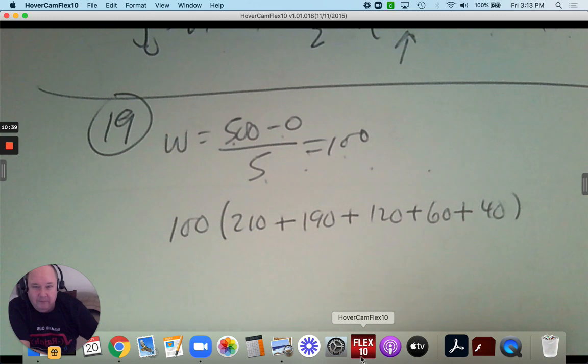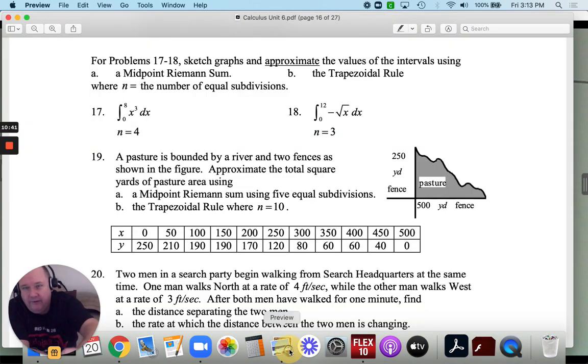And then the second part was a trapezoidal rule. So let's look at that. For the trapezoidal rule, n equals 10. So we have to change this a bit. So it's going to be 500 divided by 10. So that's 50. So now the width is 50.